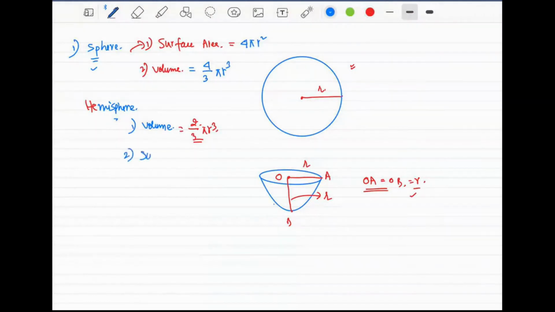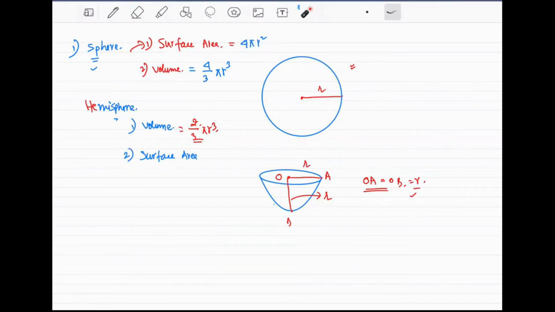Coming to the surface area. Okay. The surface area, will we cut this into half? The original surface area of the whole sphere is 4 pi r square. For a hemisphere, that means for half of a sphere, will we divide this by 2? Yes and no, depends on what type of sphere it is.